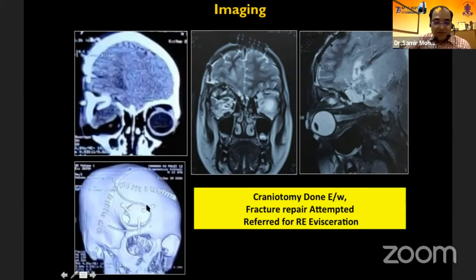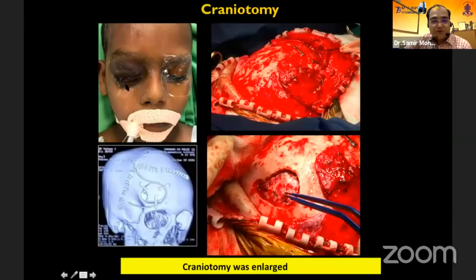So this was the craniotomy that was done by the neurosurgeon prior to presentation to us, and they had attempted a fracture repair, but the results were not good. Now, this is what we assessed, and we thought of just removing the bone from the orbit and preserving the globe of the patient. This was how we opened for the coronal section, the complete scalp was opened up. So this was the prior craniotomy site that was present. It appeared to be quite inadequate, as per the discussion with the neurosurgeon.